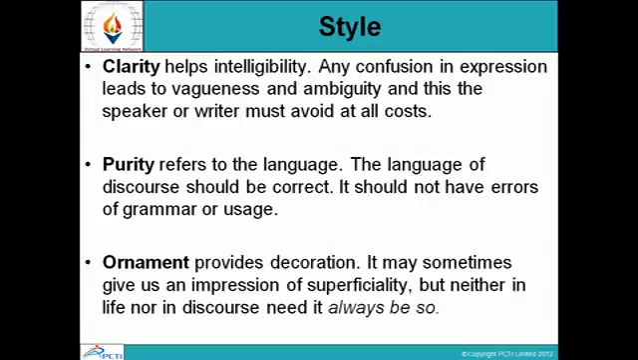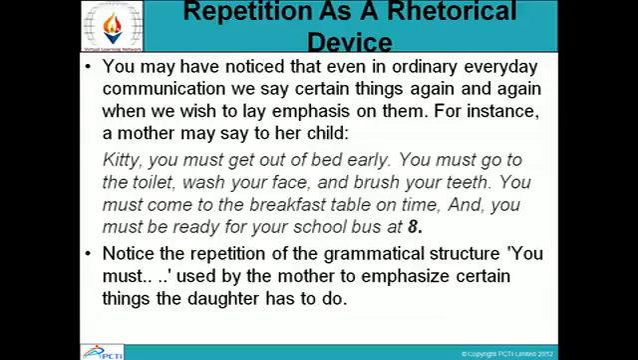When words are used in discourse, they are at times used in different ways and thus arise figures of speech like metaphor, simile, personification, hyperbole, which give force and variety to one's expressions. So such figures of speech, you can say, constitute ornament or adornment. Now the next topic that we are going to study here is repetition as a rhetorical device.